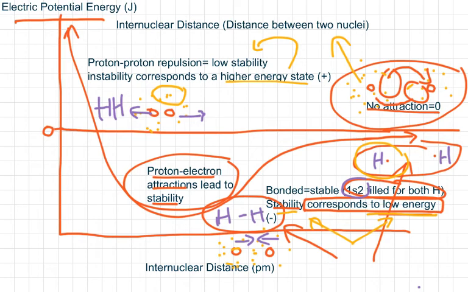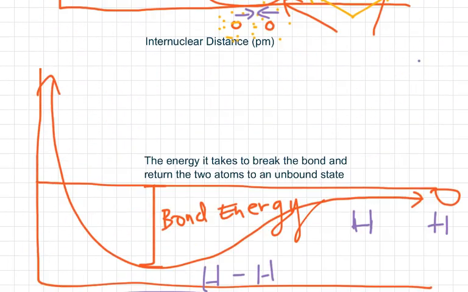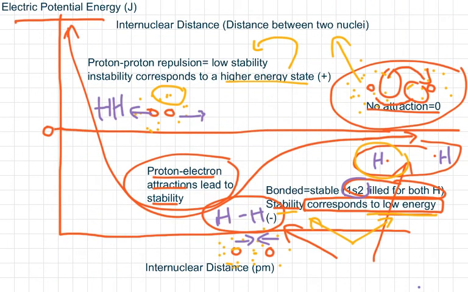So now that we've talked about high and low stability, let's talk about what happens when the atoms get too close. So in this diagram, the two H's are kind of mushed together. They're pretty close to each other. And when they get close enough, the proton and the other proton will start to repel each other, and you get something called a proton-proton repulsion.